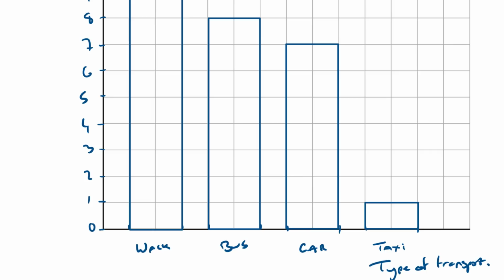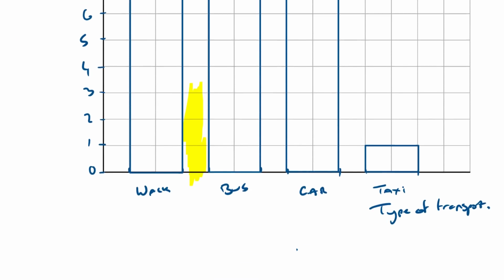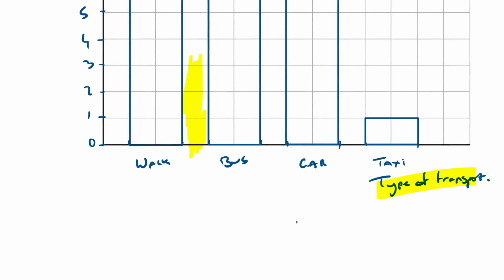Like I say, the most common mistake with these sort of things is people pushing their bars up against each other, not having this space in the middle. You need to have a space between your bars when you've got discrete data. Okay. Also, don't forget that you need to label axes again. That is something that people might forget.